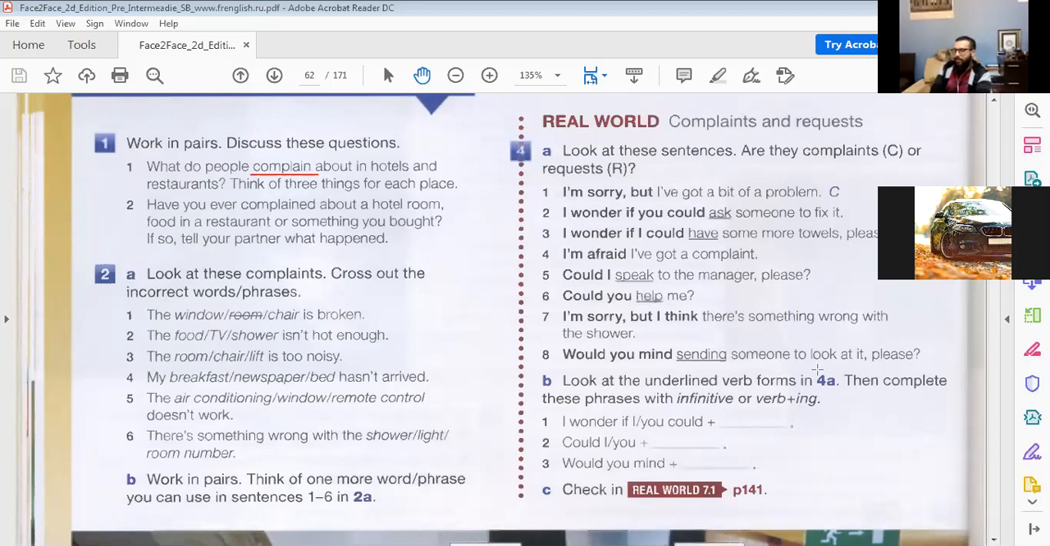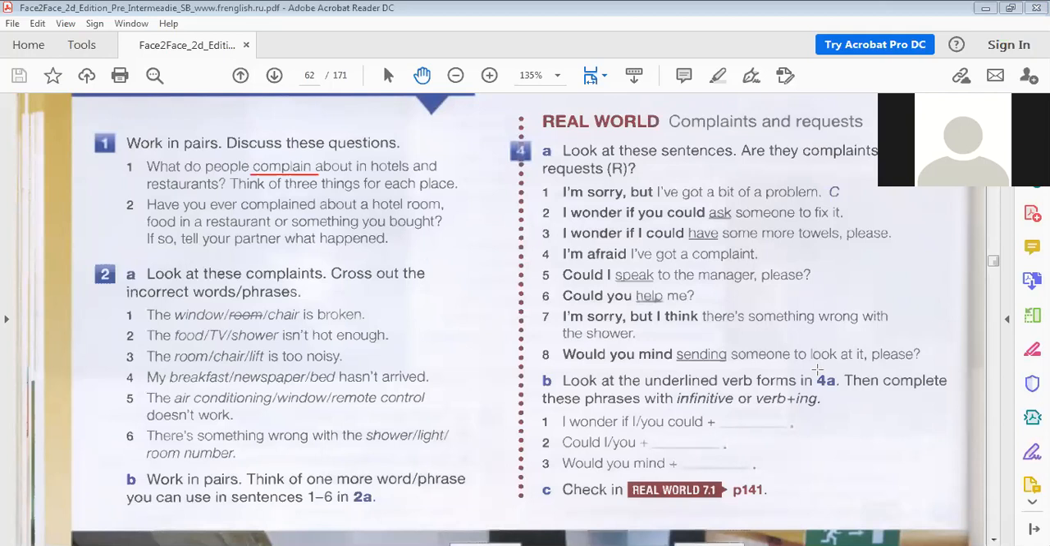Okay, so this is the meaning of complaint. So Selma, you were about to answer. You were about to say something about some of the problems that people usually complain about in hotels and restaurants. Can you give us an example?